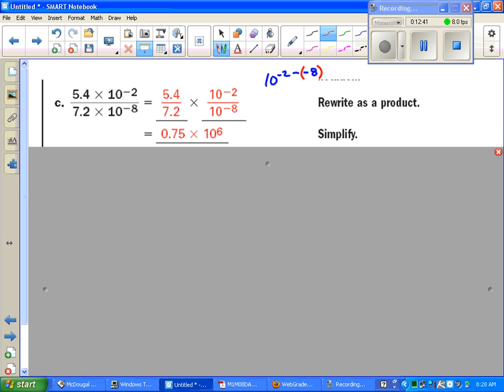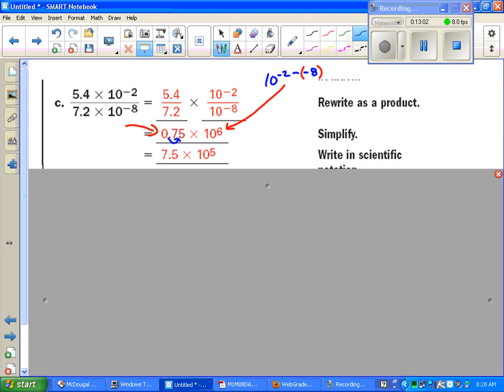5.4 divided by 7.2 is 0.75, and then times 10 to the 6th power. This is not an acceptable number, 0.75, because it's not between 1 and 10. So we have to move that decimal one more time. Notice we moved it to the right this time. So 7.5 times 10 to the 6th power is going to go down 1 and become 10 to the 5th power.